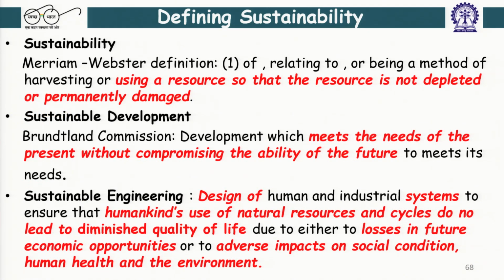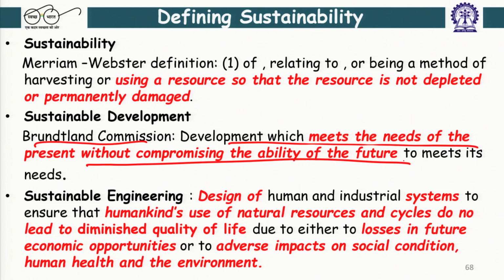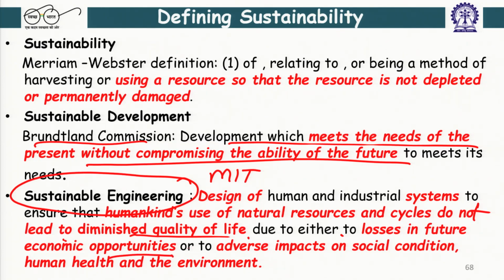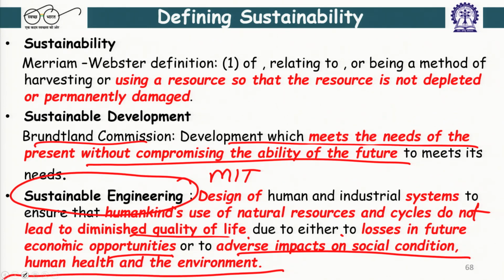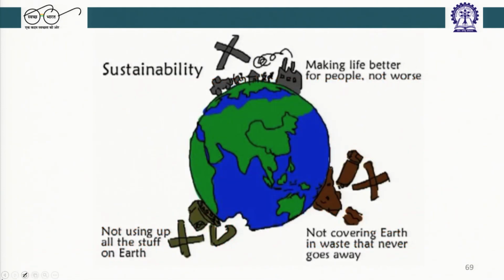For sustainability, you can find the definition from the dictionary: using a resource so that the resource is not depleted or permanently damaged. The Brundtland Commission defined it as development which meets the needs of the present without compromising the ability of the future to meet its own needs. There is a whole concept of sustainable engineering. MIT in fact offers a program in sustainable engineering, which is the design of human and industrial systems to ensure that humankind's use of natural resources and cycles does not lead to diminished quality of life, due either to losses in future economic opportunity or to adverse impact on social conditions, human health and the environment. So think about all these, and let us discuss more in the class.